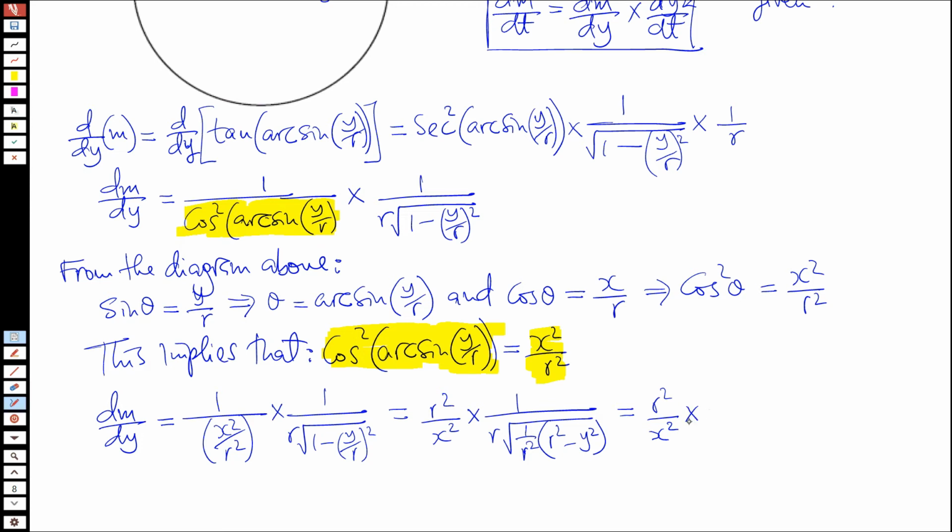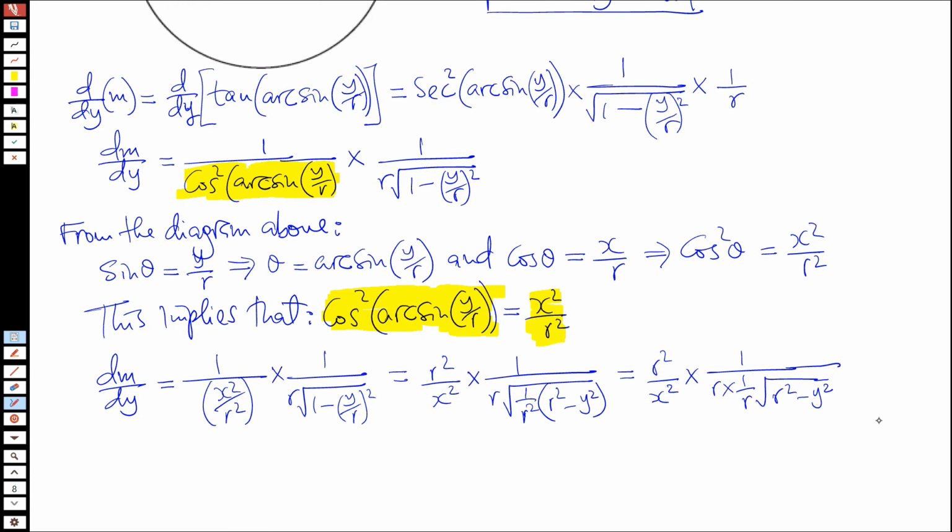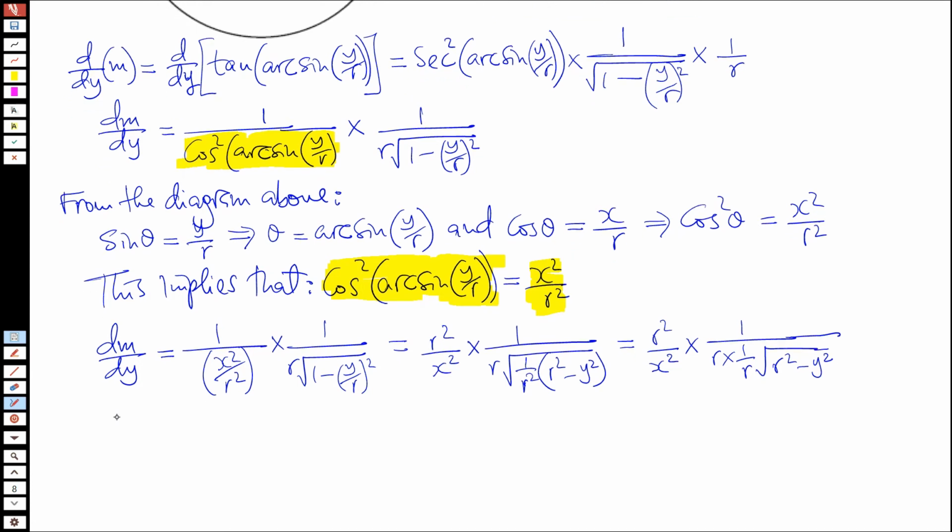Now another thing I can do here is, if you take the square root of each of these independently, the square root of 1 over r squared will just be 1 over r, but the square root of r squared minus y squared will just stay as the square root of r squared minus y squared. Okay, so that will mean dm over dy will be equal to, so these two cancel, r squared over x squared multiplied by 1 over the square root of r squared minus y squared.